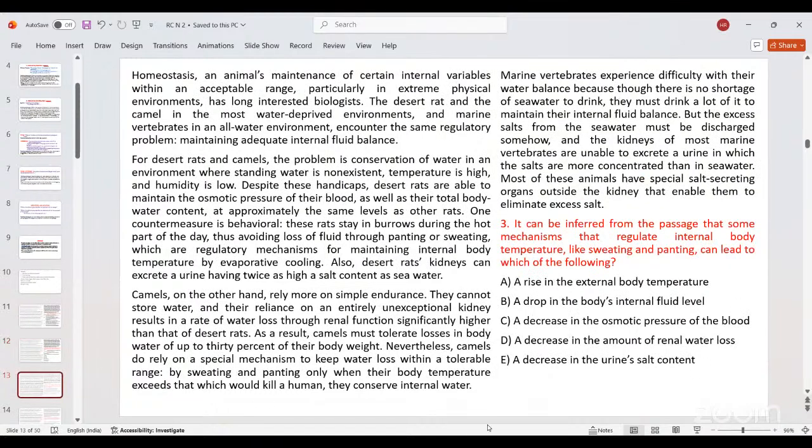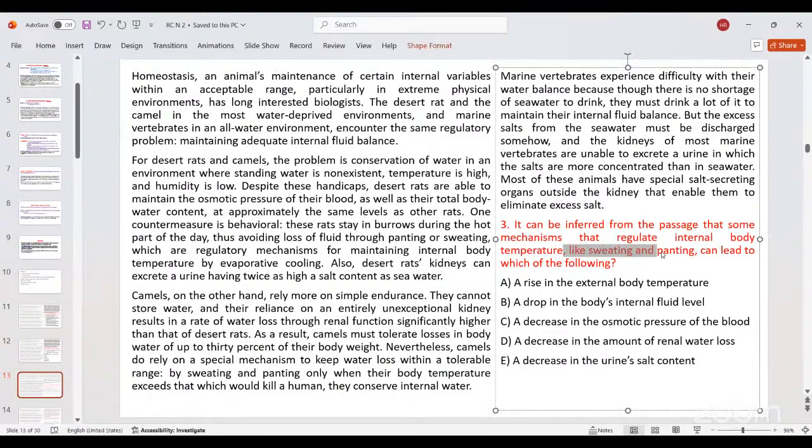Now look here. It can be inferred from the passage that some mechanisms that regulate internal body temperatures, like sweating and panting, can lead to which of the following? So here it is giving you a clue: sweating and panting. It means when you are reading a second time, then possibly you will be able to spot it. But what if you are reading for the first time? In that case, what should be your reading technique?